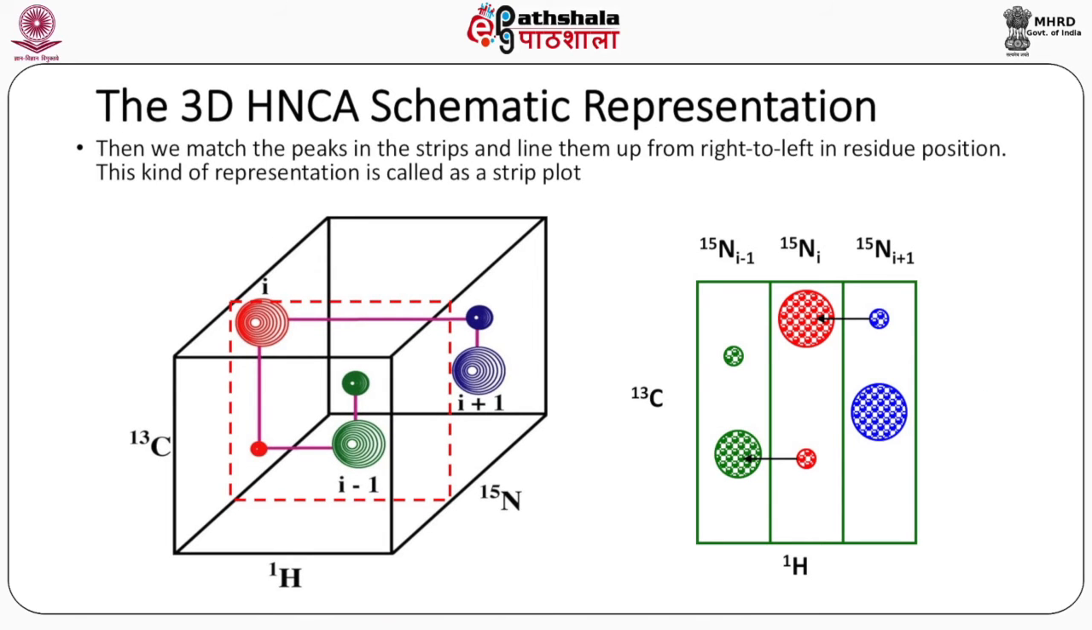Actually, then what we do is that we match the peaks in the strips and line them up from right to left in residue position. This kind of representation is called the strip plot, and when we look at the real data, we will be looking at real data in this form, in the form of strip plots.